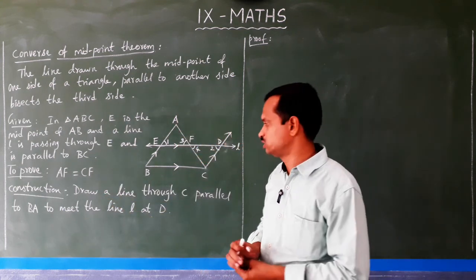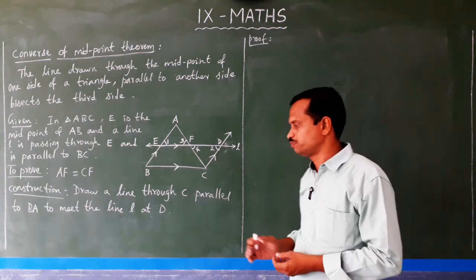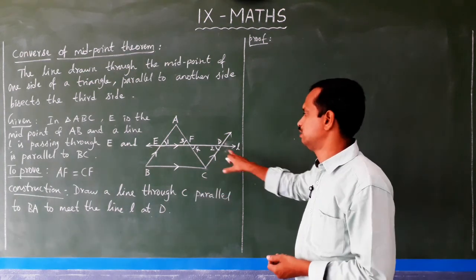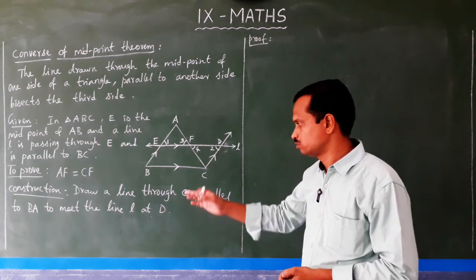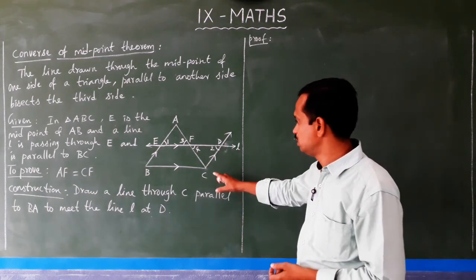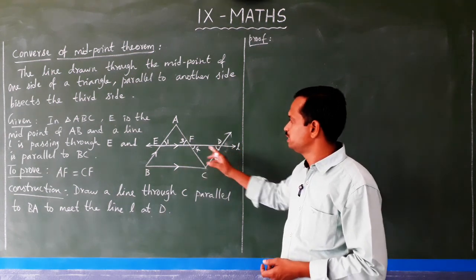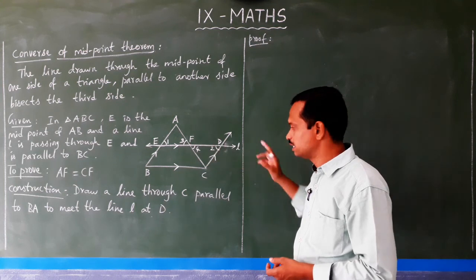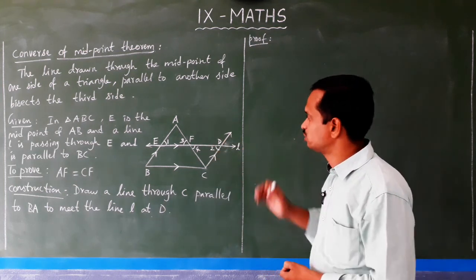For that construction, draw a line through C parallel to BA, the same construction, to meet the line L. Now the line L we have to take at D. CD parallel to BA, then it will meet this line L at D, like that we can tell. So this is the construction. Proof.